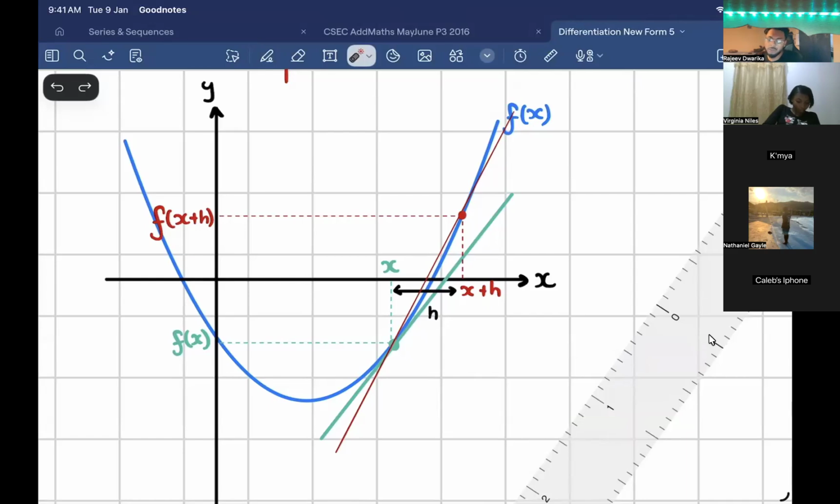If something is close but is not exact, what do you call it? Like it's close, but it's not exact.